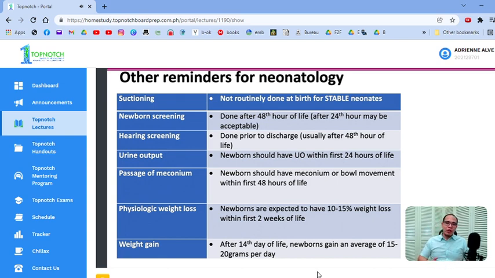Okay? So for preterms, 15 to 20%, mas mataas yung allowable. For full terms, it's 10 to 15% within the first 2 weeks of life. Meaning kapag 3,000 grams yung newborn mo, he is allowed to lose around 10%, which is 300 grams during the first 10 to 14 days of life. Okay? So of course, pag day 2 pa lang, binagsak na yung 10%, mabilis yun. So we have to be wary. You have to check kung ano yung problema. Okay? So weight gain after the 14th day of life, your newborns gain at an average 15 to 20 grams per day. So these are the nitty-gritty.